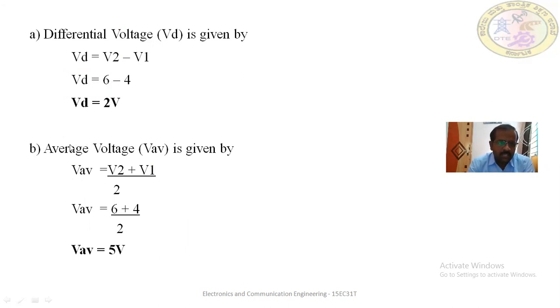In the same way, if we want to calculate the average voltage, VAV is equal to V2 plus V1 divided by 2. V2 is equal to 6, V1 is equal to 4. It is 6 plus 4 divided by 2. 6 plus 4 is equal to 10, and 10 divided by 2 is equal to 5 in this case. So VD and VAV have been calculated.